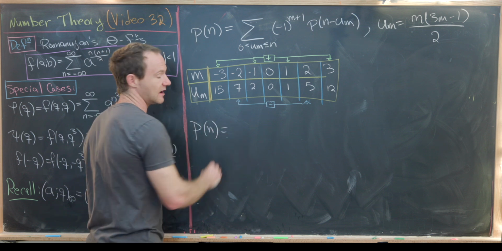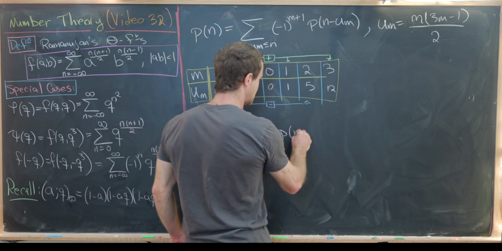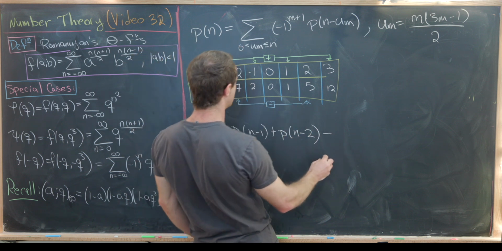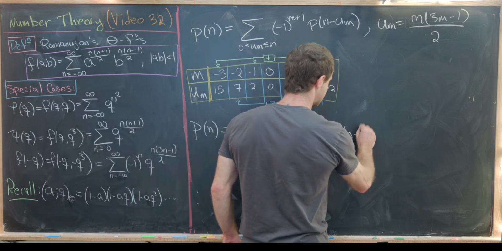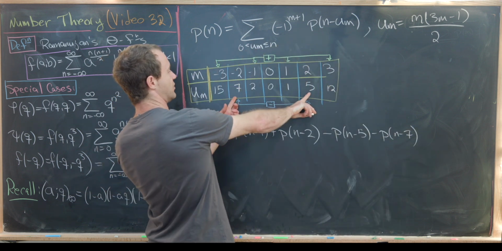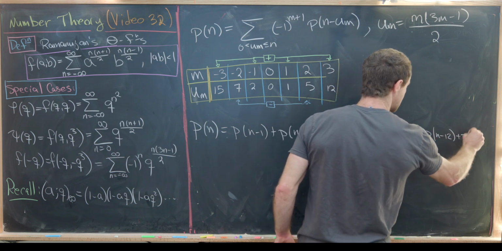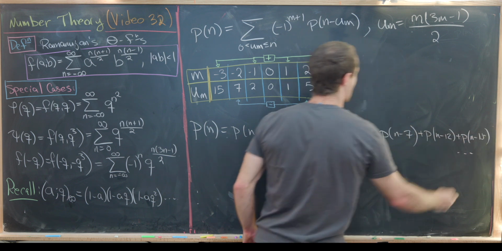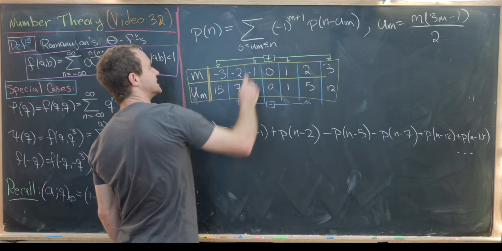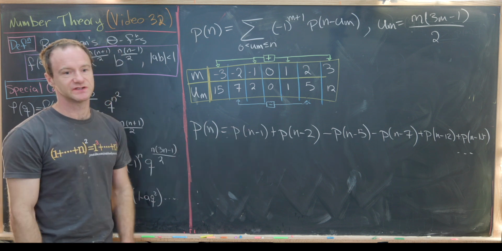So we have p of n will be equal to p(n minus 1) plus p(n minus 2). So that's what we get from these two. And it'll be minus p(n minus 5) minus p(n minus 7). So that'll be, let's see, from those two. And then plus p(n minus 12) plus p(n minus 15). And then that extends on forever. But it obviously stops once we run out of values of m. So that's our nice recursion for partitions of n.